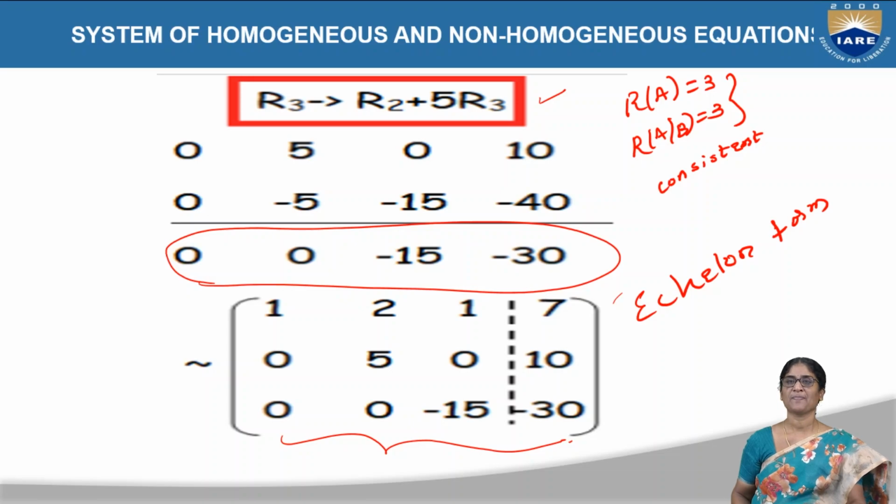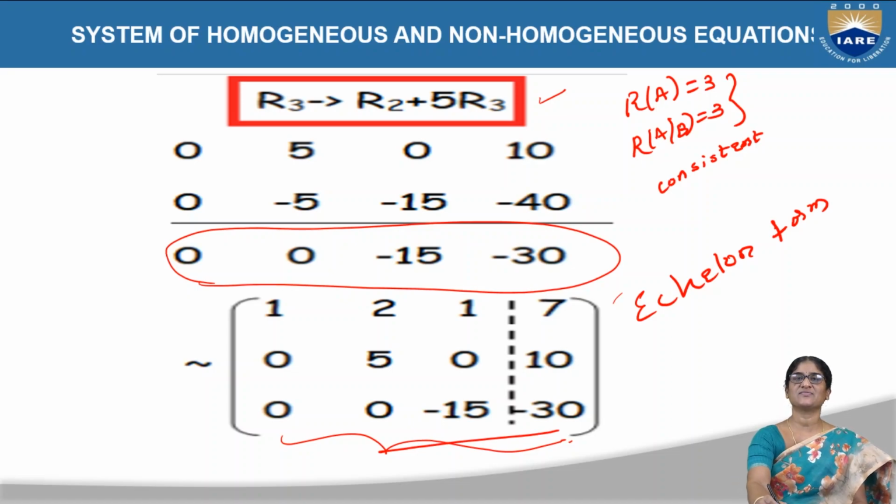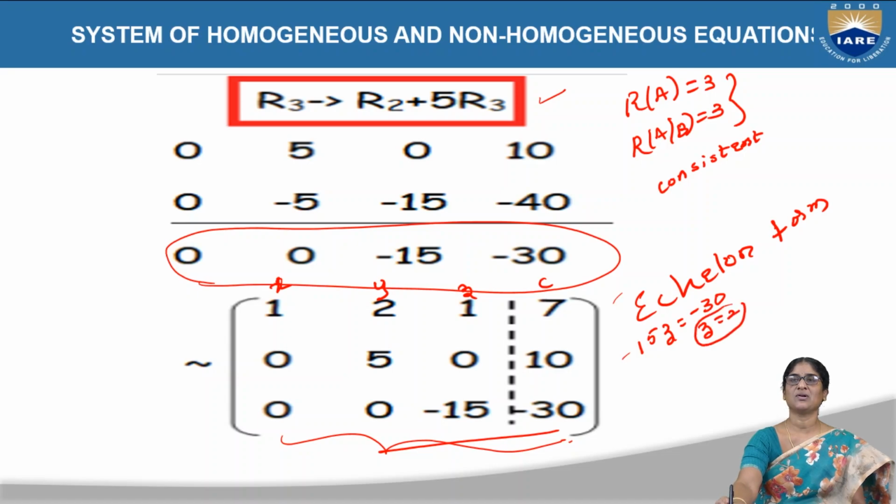the three equations. From the last row, you can say that minus 15z is equal to minus 30. As I've said before, these are the coefficients of x, these are the coefficients of y, these are the coefficients of z, and these are the constants. So if you come from bottom to top, that is backward substitution, you get the equation minus 15z is equal to minus 30. So z is equal to 2. So I got one value, z is equal to 2.